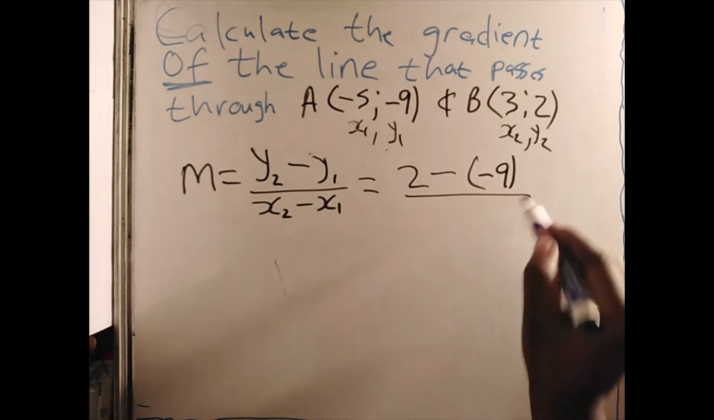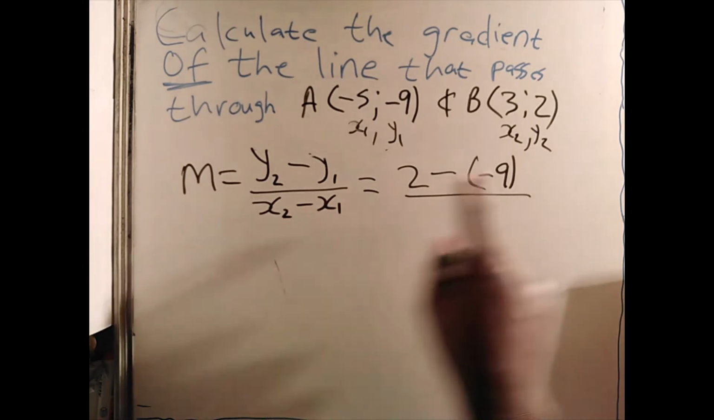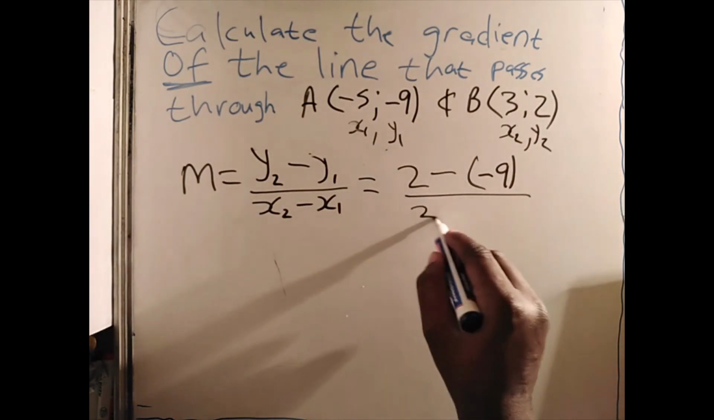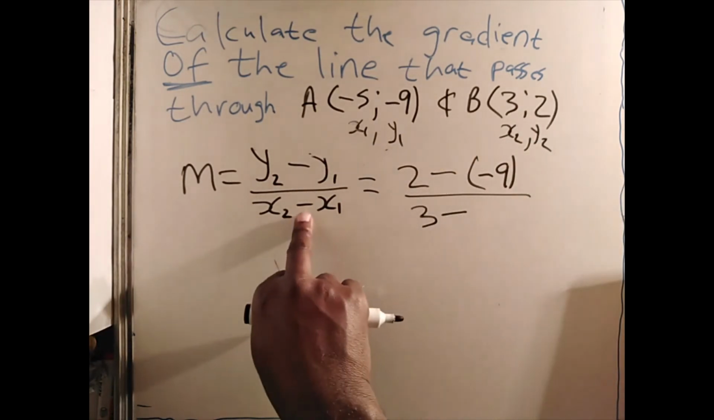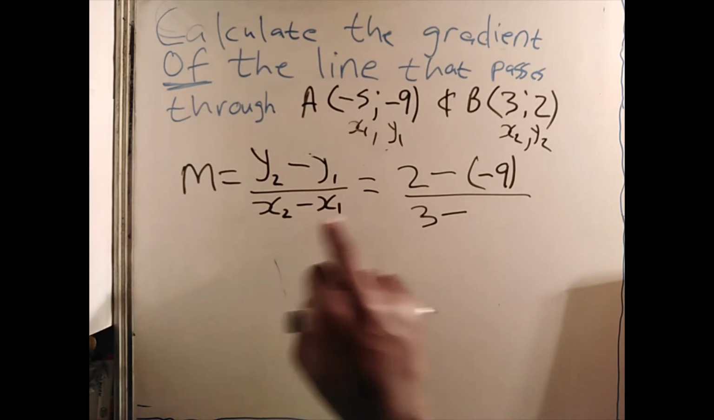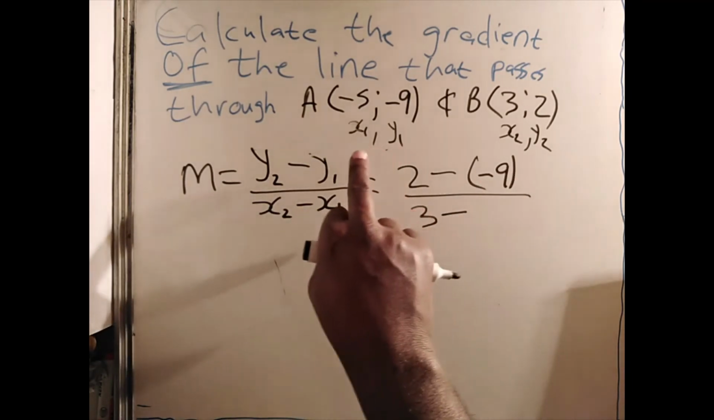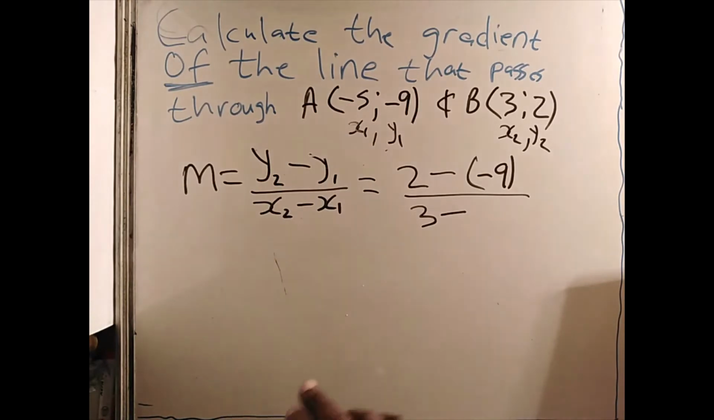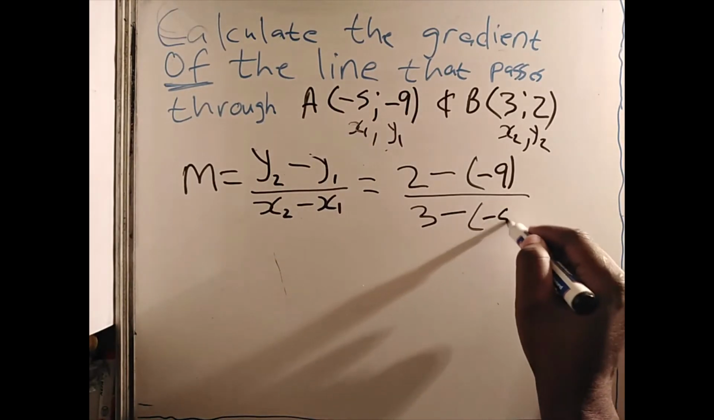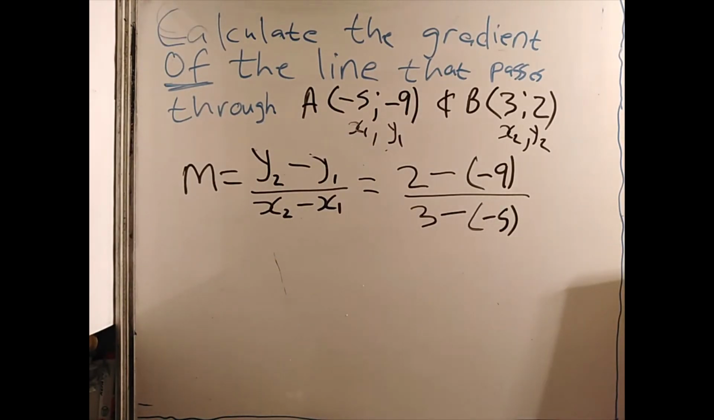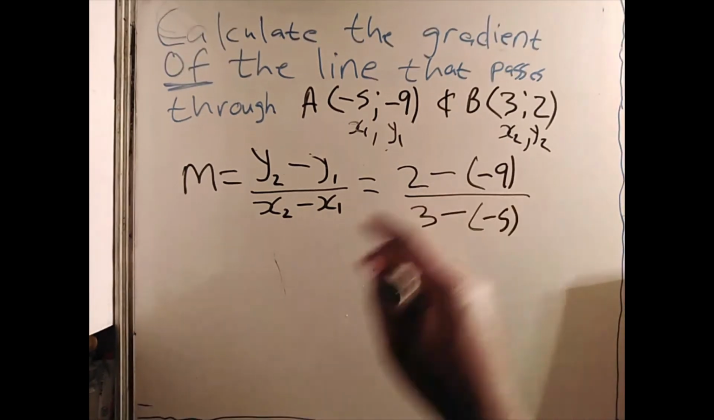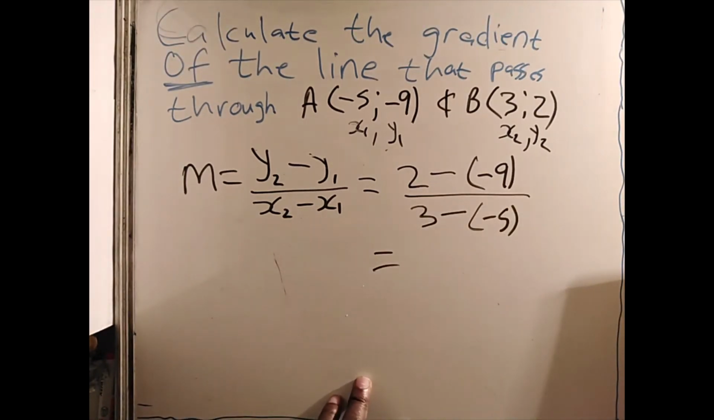And then divide it by x2. Where is x2? x2 is 3 minus, because the formula is minus, x1. Now x1 is minus 5, so you must put this minus 5 here, right? From here, you can just put this in the formula, literally like this, and then you can actually find the answer.